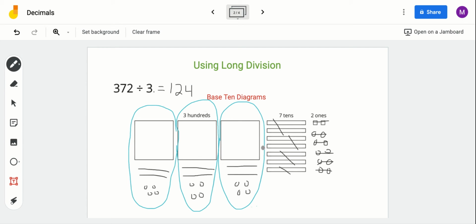This method is really nice because we can see exactly what's going on. If we make a mistake, we can see that there isn't the same number in each group, or that we didn't use all of our pieces. It's a really nice beginning step for understanding division.